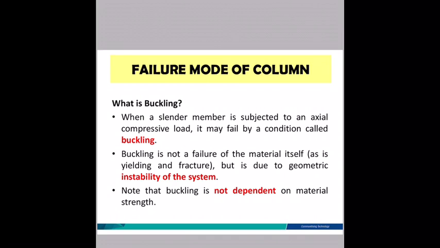Failure mode of column. As I mentioned, a slender column will fail due to buckling. When a slender member is subjected to an axial compressive load, it may fail by a condition called buckling. Buckling is not a failure of the material itself, as in yield and fracture, but it is due to a geometric instability of the system. Note that buckling is not dependent on the material strength. It will depend on how much load you apply to the column.